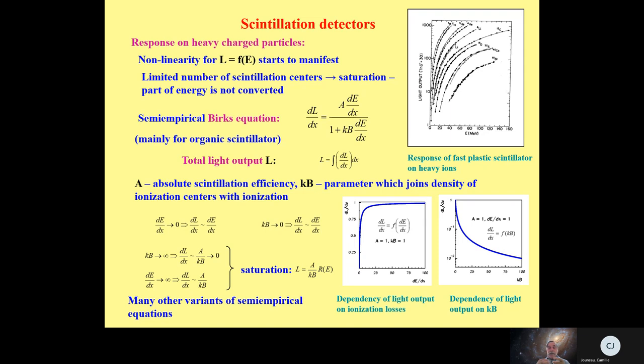If this is high, you will have a very small number of centers which convert the ionization energy to scintillation, and in this case, you will obtain this saturation. If you look here, you have two very important limits.